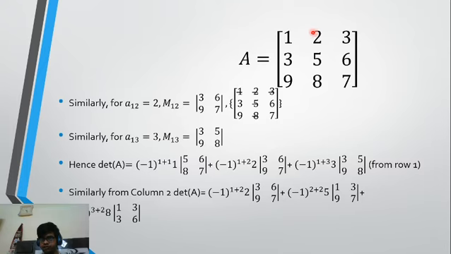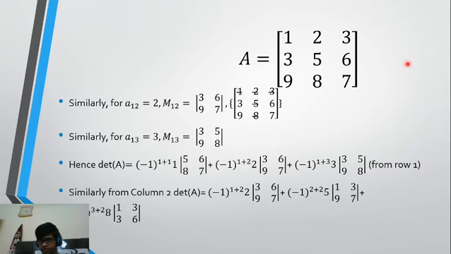See, here it will be minus 1 to the power of an odd number. Also here we have minus 1 to the power of an odd number, and this is an even number. So we have two negative signs and one positive sign. And now a_ij is 2, 5 and 8 respectively. And the minor of 2, which we calculated earlier, is 3, 9, 6, 7. That is written here.